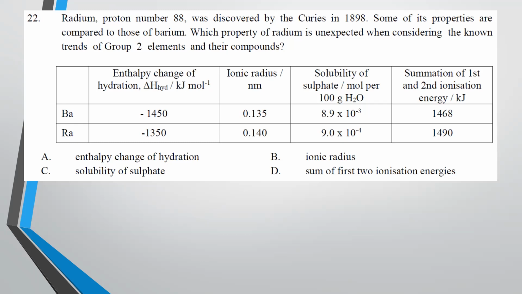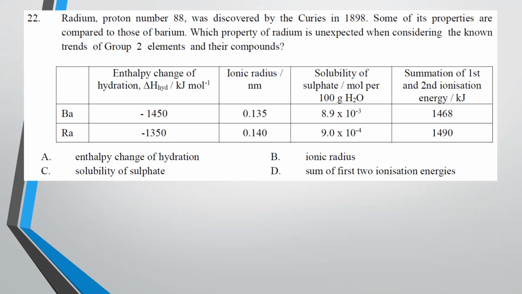due to the large size. So when you have a large cationic radius, the hydration ability decreases. So that is why it is less exothermic. So A is wrong. B, ionic product. In terms of ionic product, radium has a larger size. You have a larger ionic radius, which is correct. In terms of solubility, just now we have already discussed the solubility. We said that when going down the group, solubility decreases.